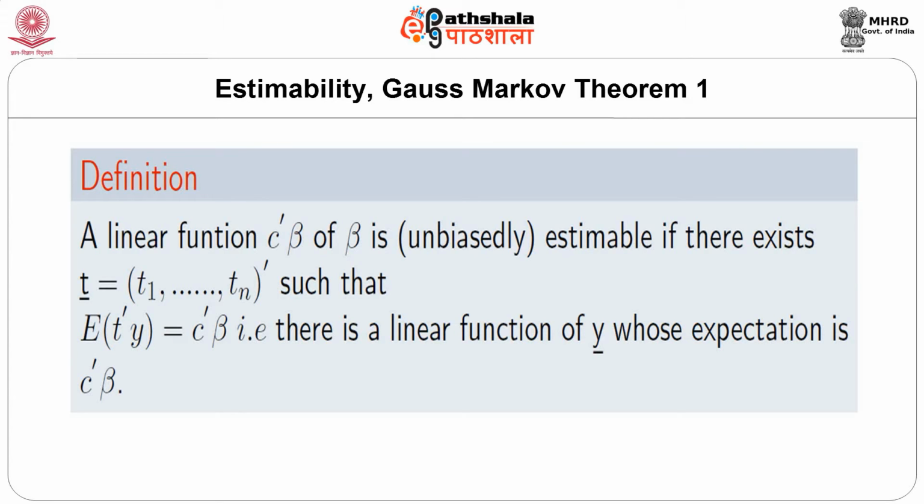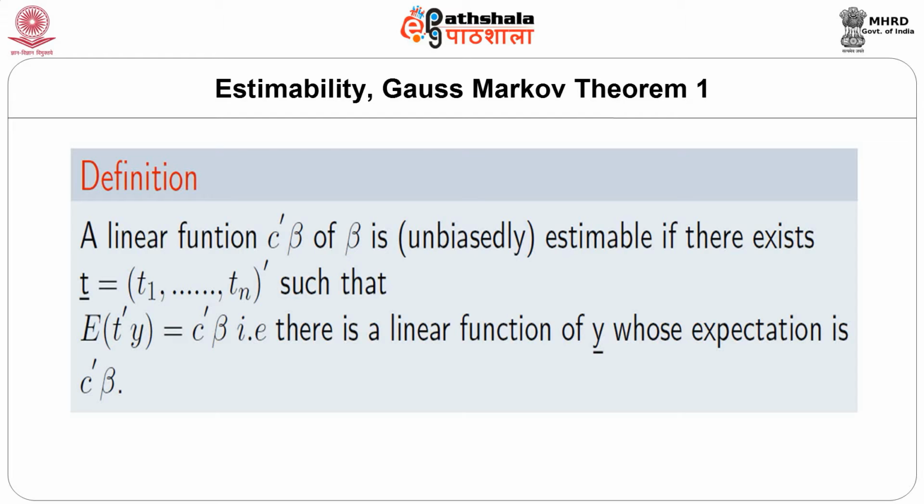Estimability, Gauss-Markov Theorem, Part 1. We start with the definition. A linear function c prime beta of beta is unbiasedly estimable if there exists t equal to t1, comma, dot dot dot, comma, tn transpose such that expected value of t prime y is c prime beta. That is, there is a linear function of y whose expectation is c prime beta.